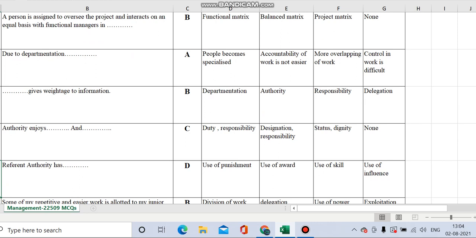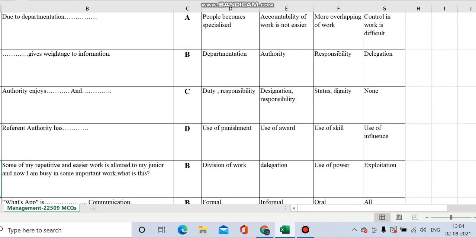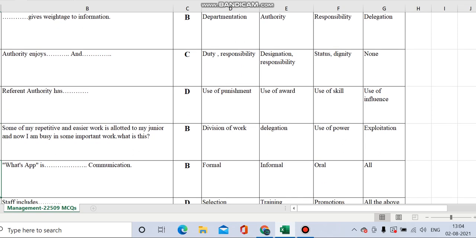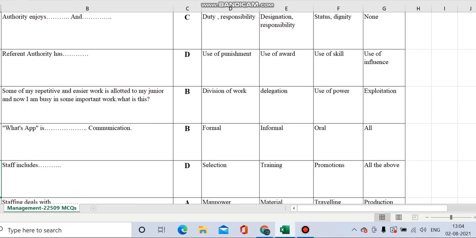Dash gives weightage to information. Authority gives weightage to information. Authority enjoys dash and dash. Authority enjoys status and dignity. Referent authority has use of influence. Some of my repetitive and easier work is allotted to my junior and now I am busy in some important work. What is it? It is the delegation.